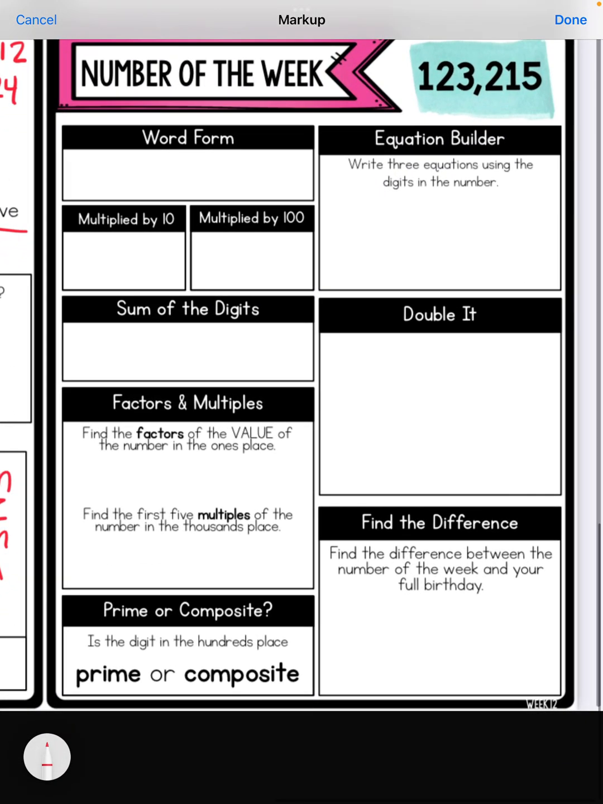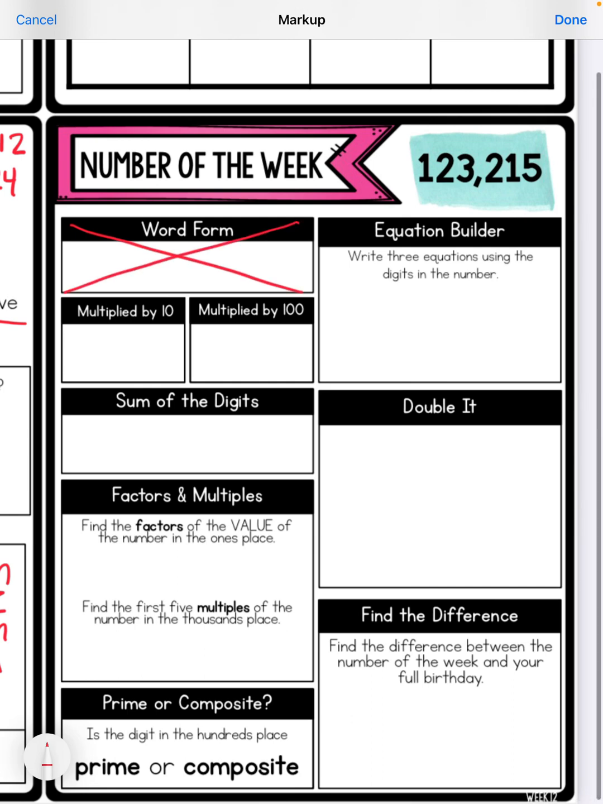I'm going to move on to number of the week. Go ahead and cross out word form. This box is too small for you guys to write that in word form. Multiply by 10. We know that when we multiply a number by 10, we're just shifting all of those numbers over one spot to the left in those place values. So the 1 that's in the 100,000s will now go in the millions. The 2 in the 10,000s place will now go in the hundred thousands. And then I'm just shifting my numbers over. And once I get to the ones place, I just fill in with a 0.